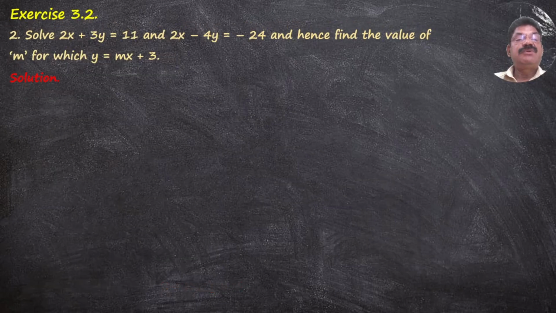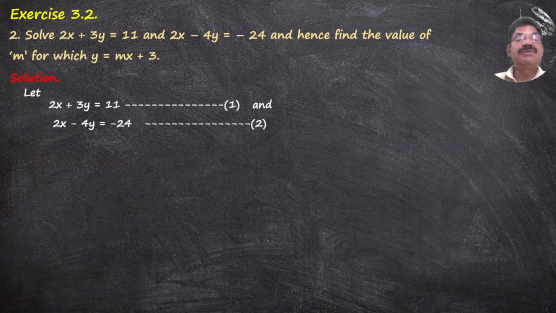Second problem. Solve 2x plus 3y is equal to 11 and 2x minus 4y equal to minus 24, and hence find the value of m for which y equal to mx plus 3. So first we have to solve the given two equations. I take 2x plus 3y equal to 11 as equation number 1 and 2x minus 4y equal to minus 24 as equation number 2.